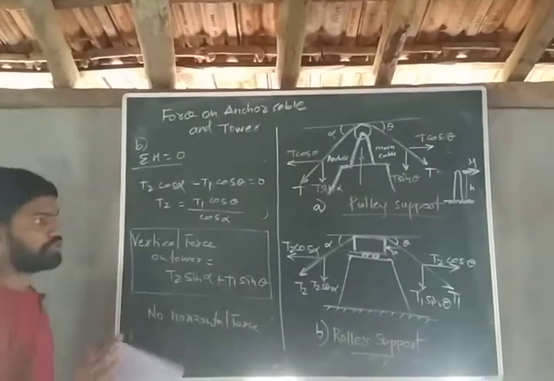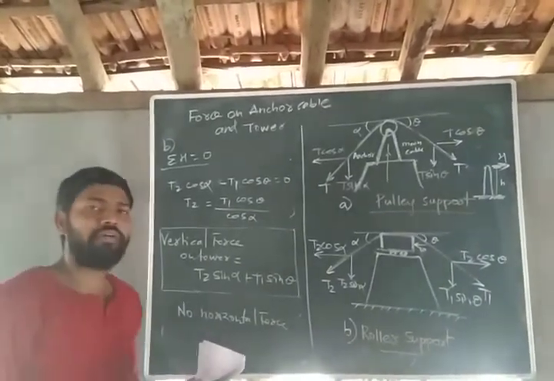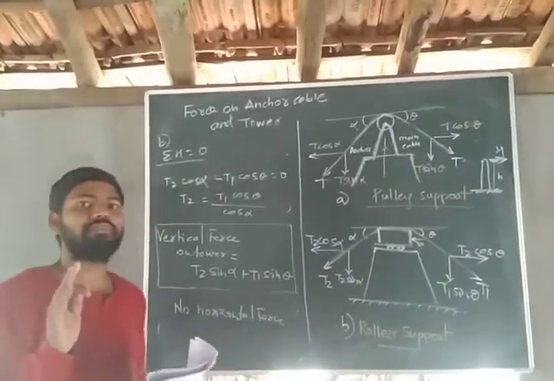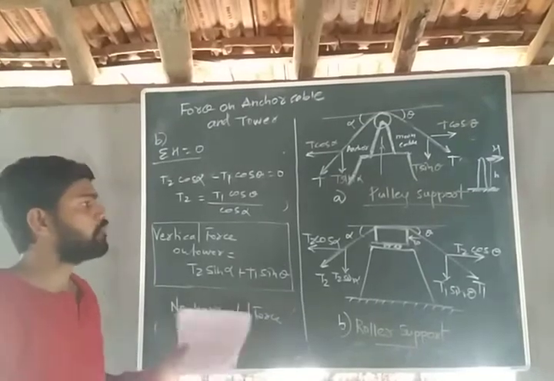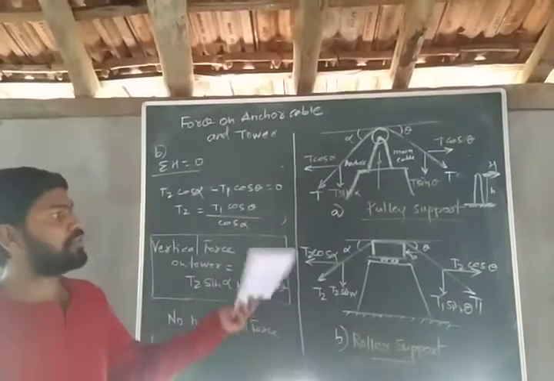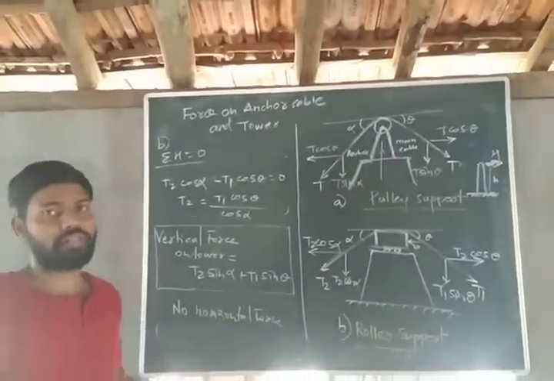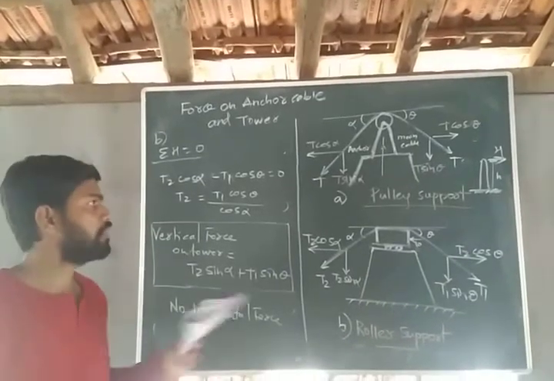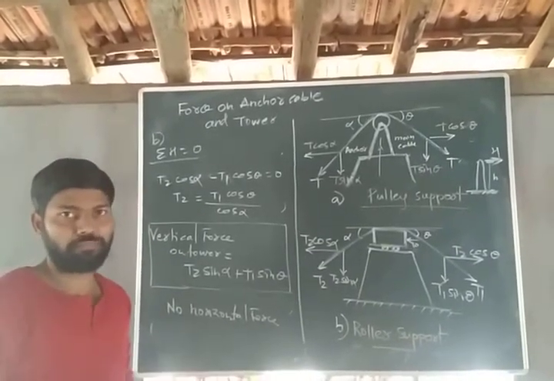Okay. So these are the two conditions you have to consider. In university exam, you will be having one numerical to calculate the force on tower. Both the conditions will be given, or either any one condition will be given. Okay, in next lecture we will solve one numerical. Thank you.